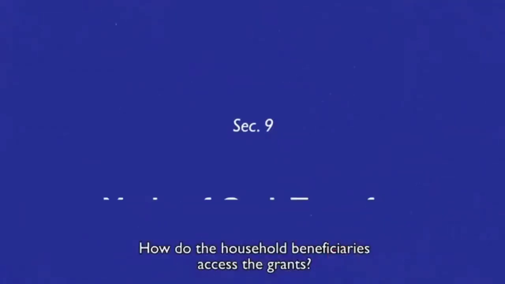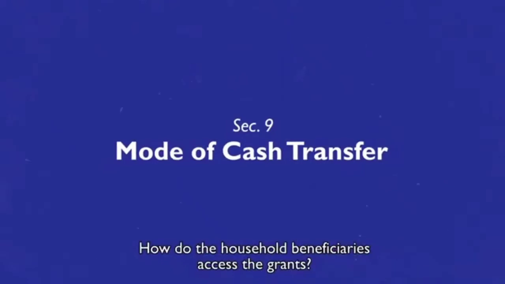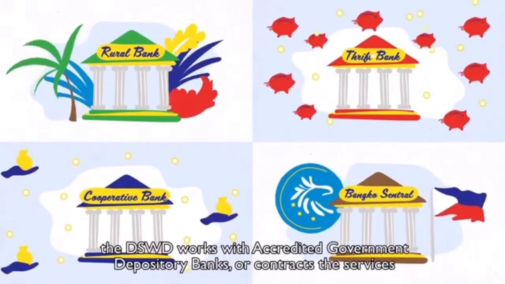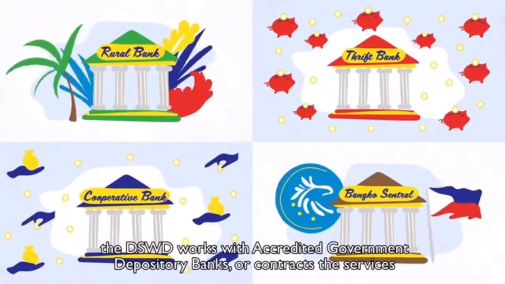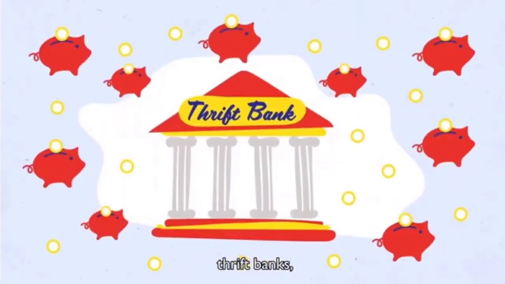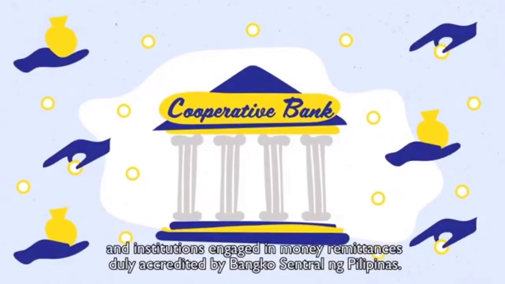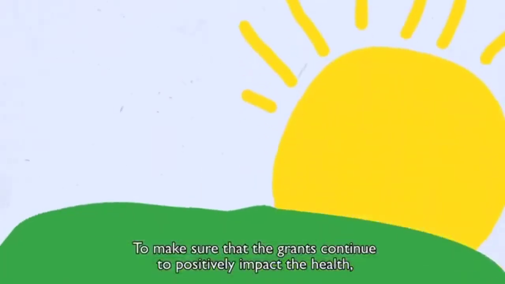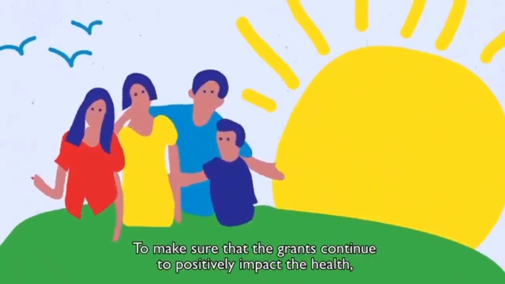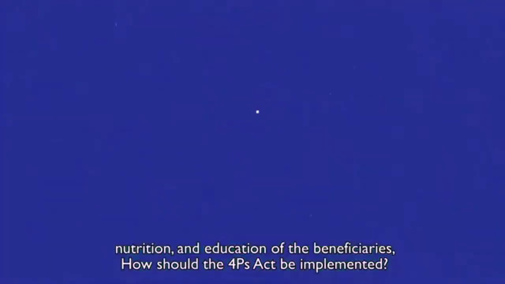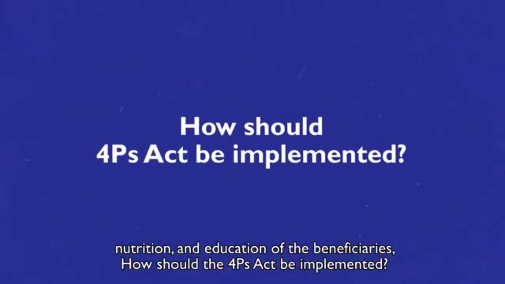How do the household beneficiaries access the grants? To provide them with direct and secure access to the cash, the DSWD works with accredited government depository banks or contracts the services of rural banks, thrift banks, cooperative banks, and institutions engaged in money remittances duly accredited by Bangko Sentral ng Pilipinas. To make sure that the grants continue to positively impact the health, nutrition, and education of the beneficiaries, how should the 4Ps Act be implemented?